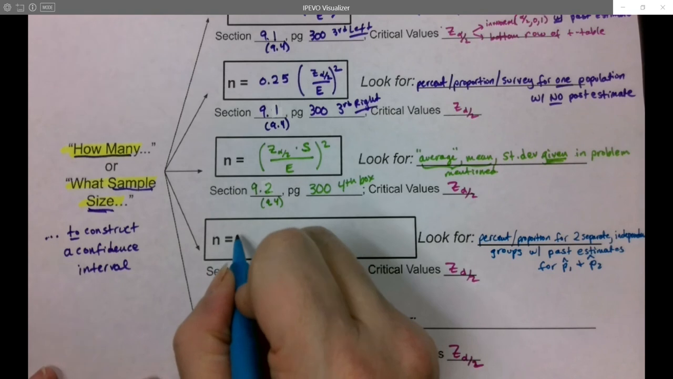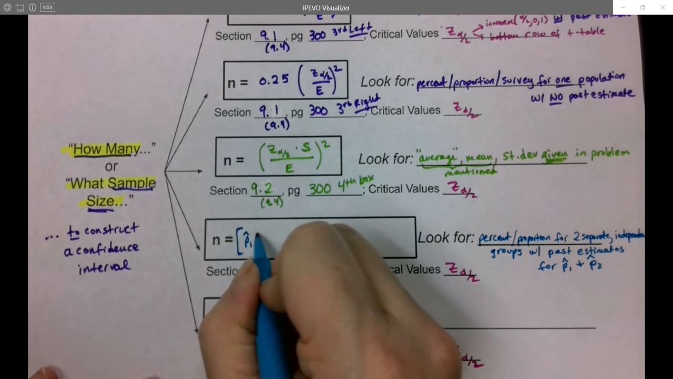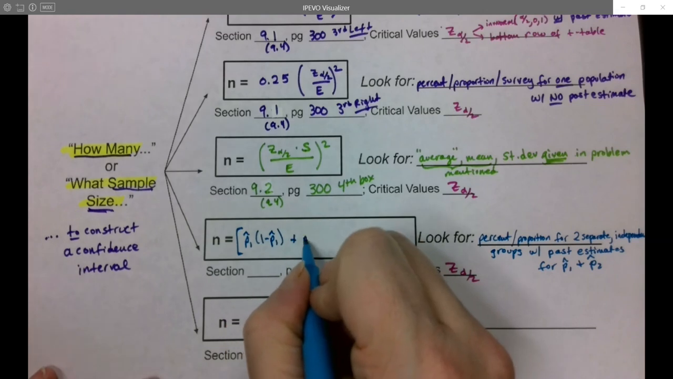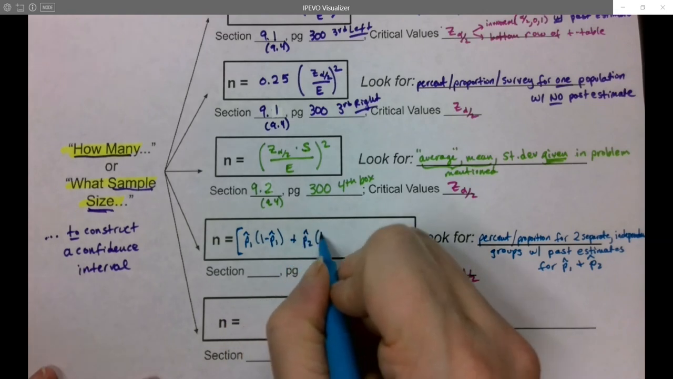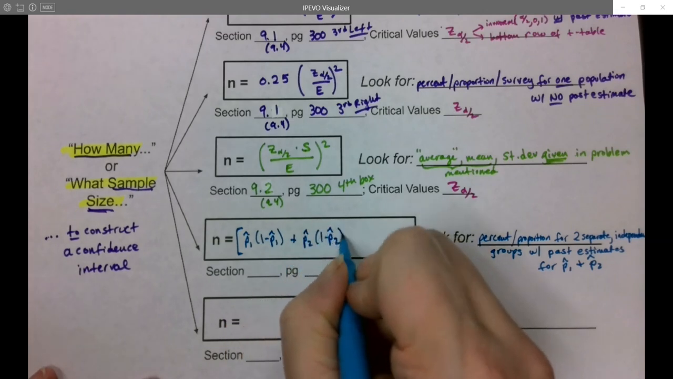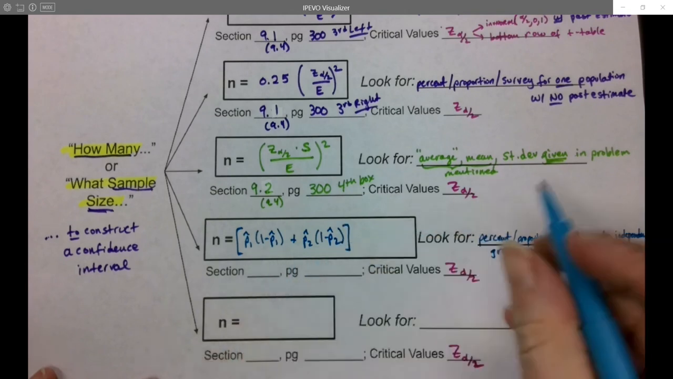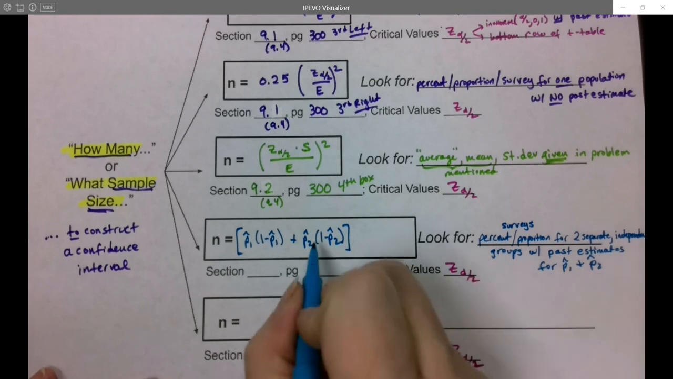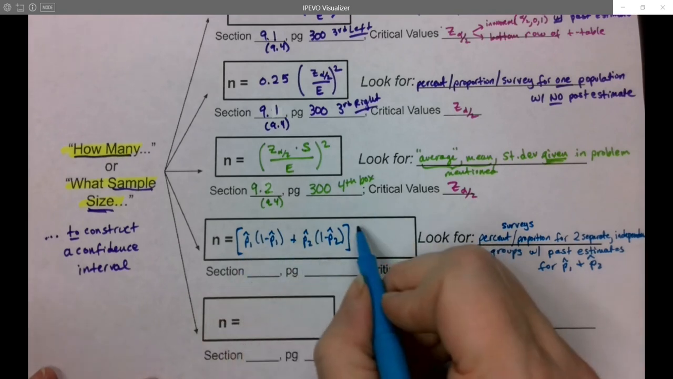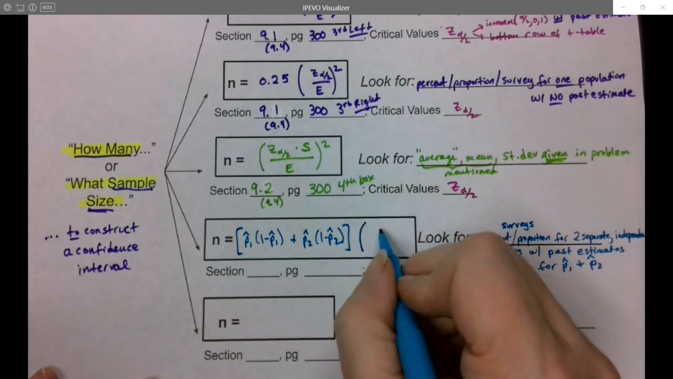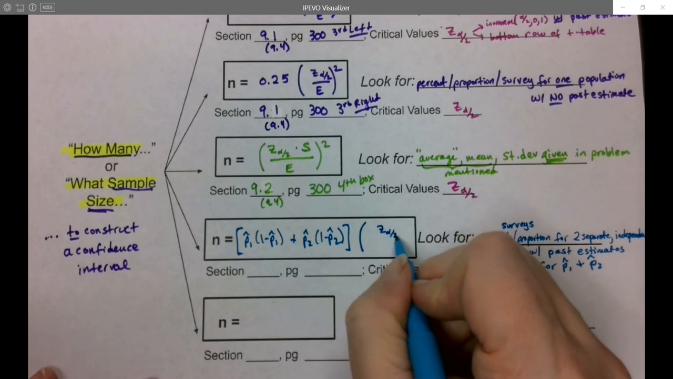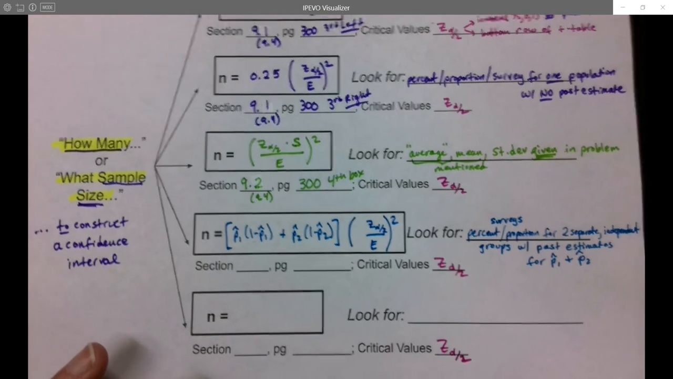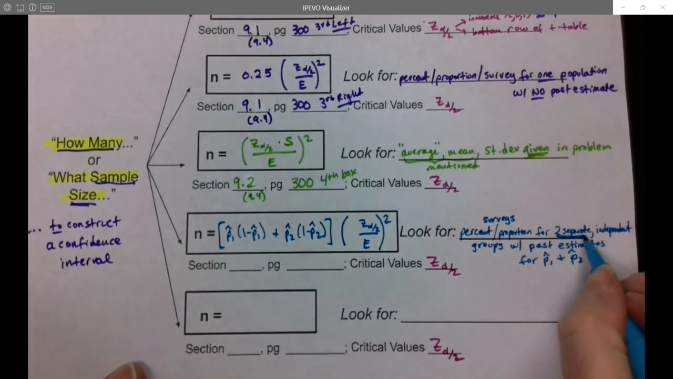So it's P1 hat, 1 minus P1 hat, plus P2 hat, 1 minus P2 hat. So you have some past data, some old survey, right? Surveys are another thing, right? So they'll have some old survey, some old poll that gets these ones. And then it's times Z alpha over 2 over the error, squared, right? But it'll be two separate independent groups.